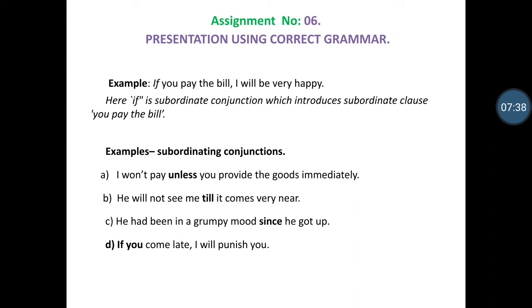He had been in a grumpy mood since he got up. "Since" is a subordinate conjunction used there to join the sentence. If you come late, I will punish you. The "if" clause is used to join the sentences.